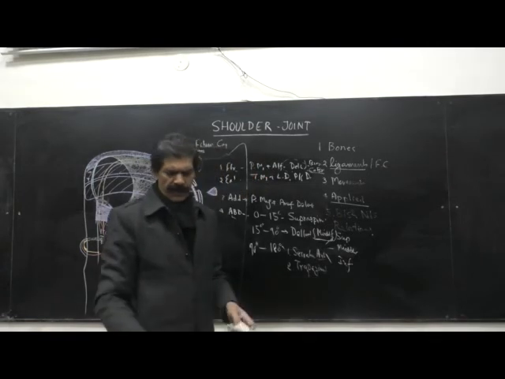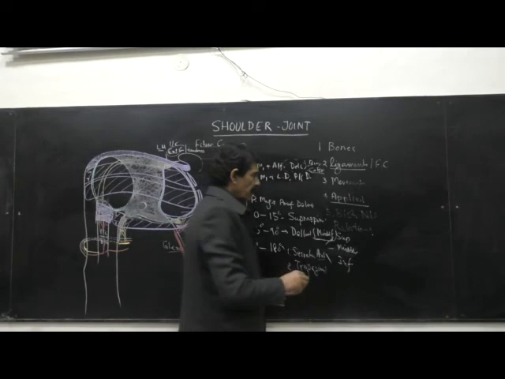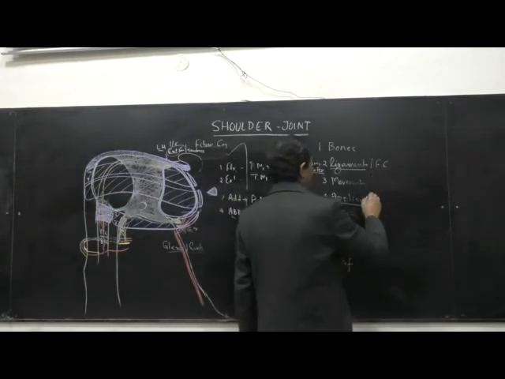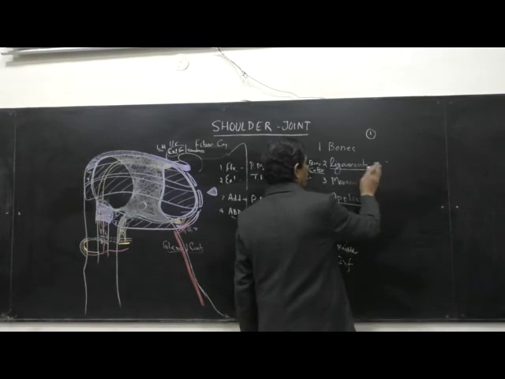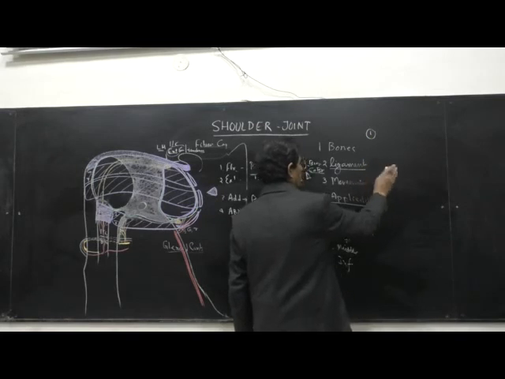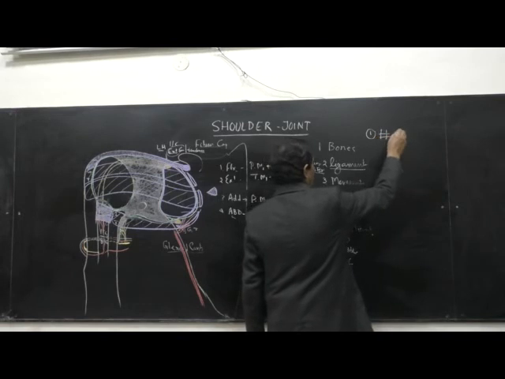Now the applied anatomy of the shoulder joint, one by one we will do. In the applied anatomy, first of all, is the fracture of the surgical neck.